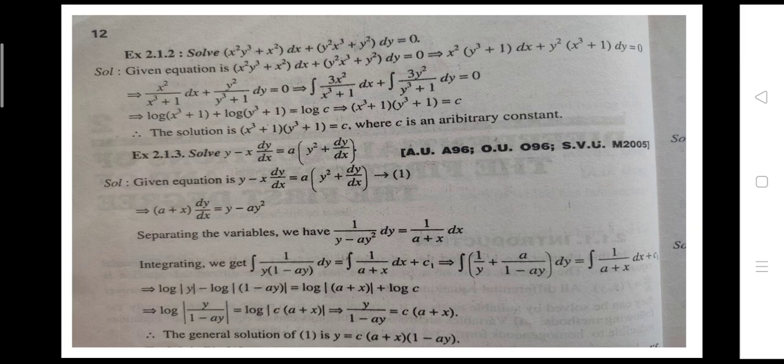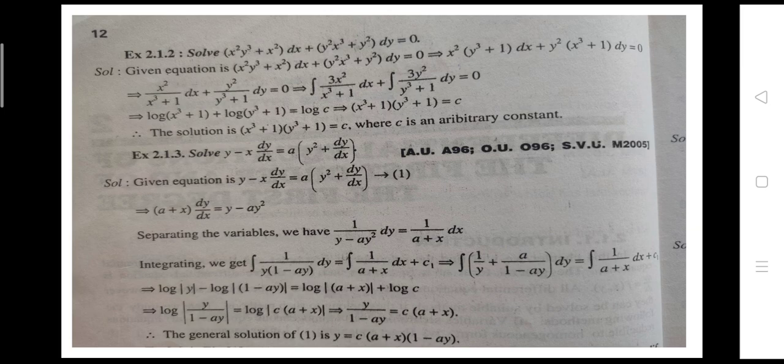Here x square is common from the first term, that is written as x square into y cube plus 1, and y square is taken common from the second term, that is y square into x cube plus 1 into dy is equal to 0.